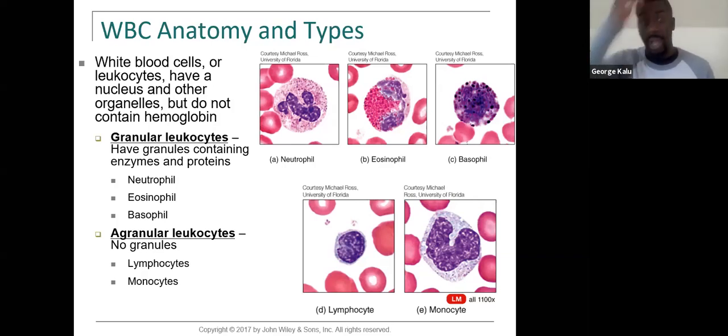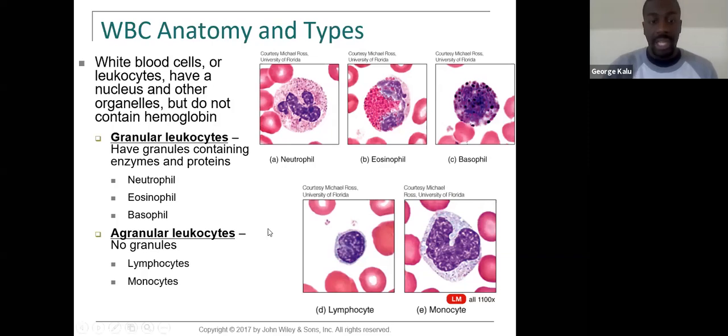So we've got two classes of leukocytes here. The first type are the granular leukocytes. This would be the neutrophils, the eosinophils, and the basophils. If you look at these cells, they have these packets or granules. They almost look kind of grainy here. These granules contain enzymes and proteins that are able to destroy and degrade various types of pathogens.